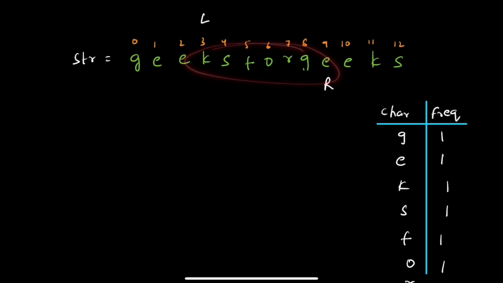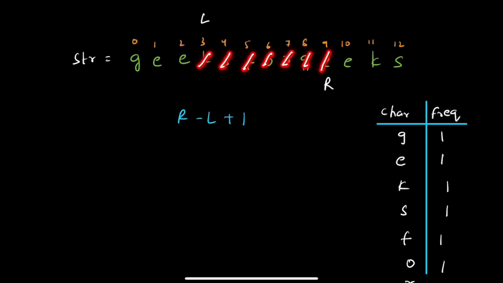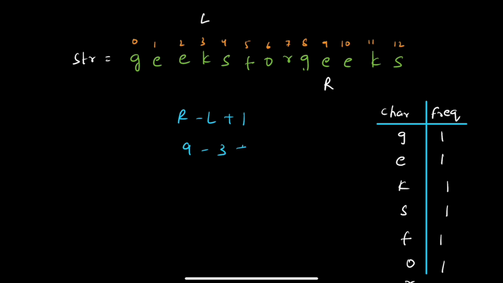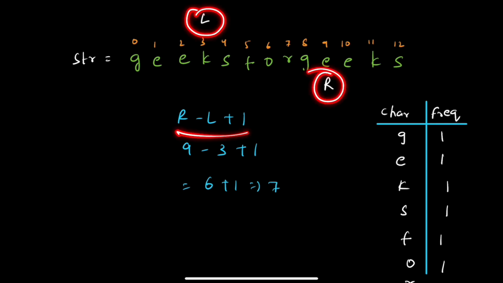So what will be the length of the string? The length of the string will be R minus L plus 1, right? So if we check manually, it is 1 2 3 4 5 6 7, right? So the length is 7, and if we put the R and L values in the formula, R is 9, L is 3. 9 minus 3 plus 1 will be 6 plus 1, which is nothing but 7. So to calculate the length from L till R, we generally use this formula, and it is one of the most widely used formulas to calculate the length from position L till R.